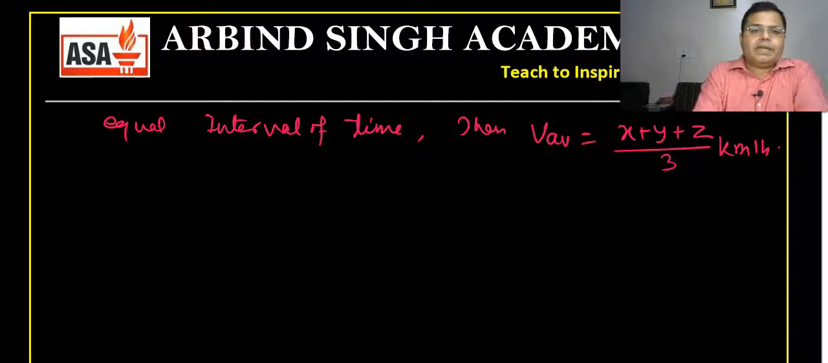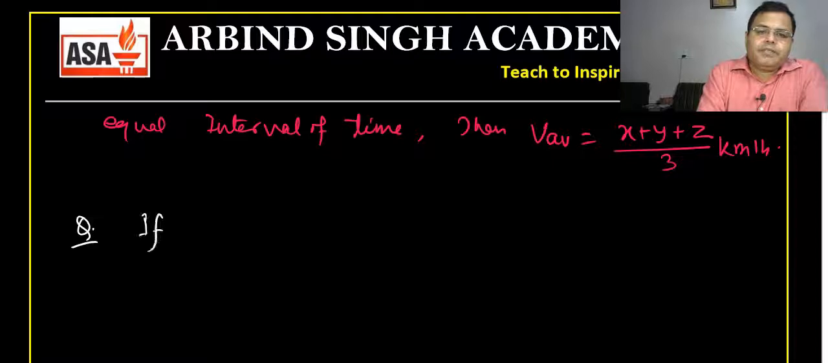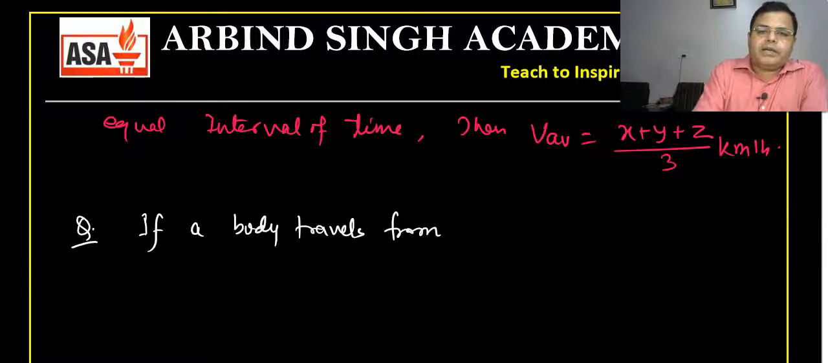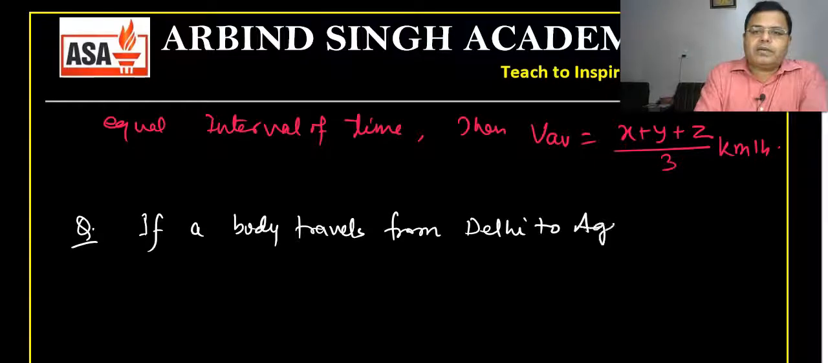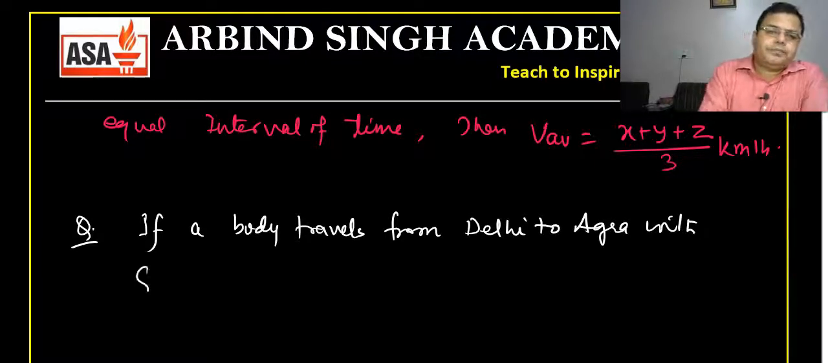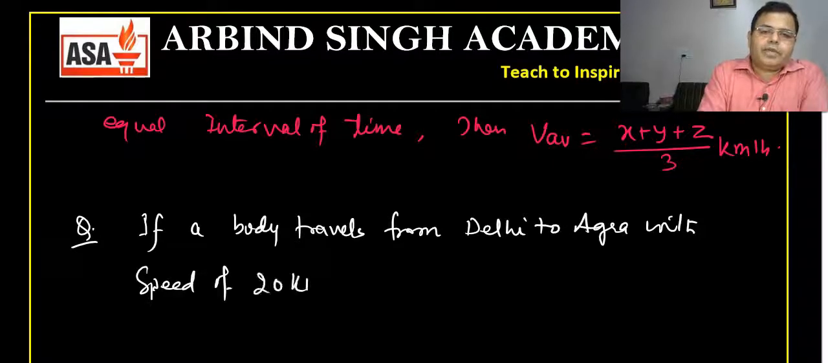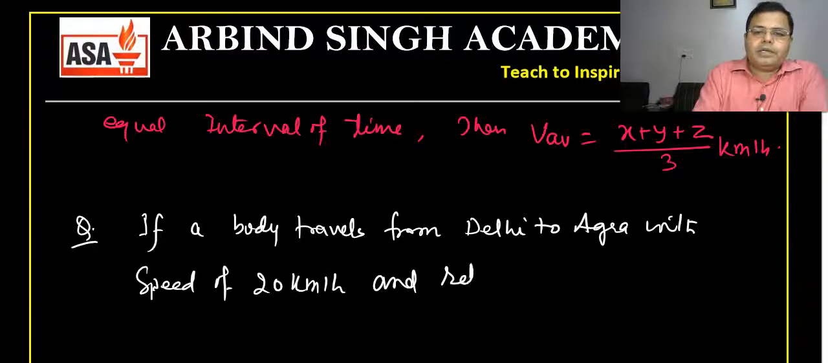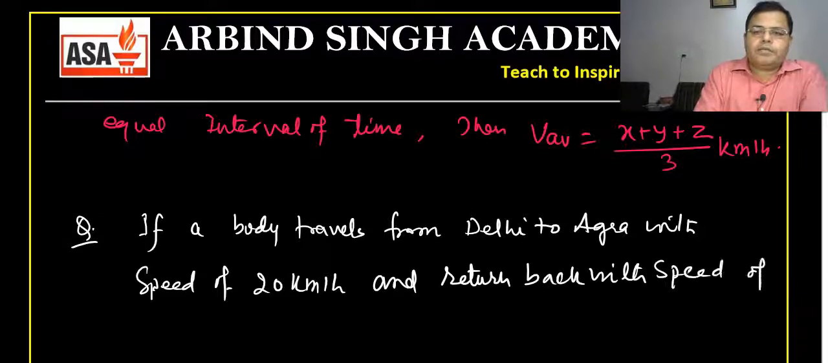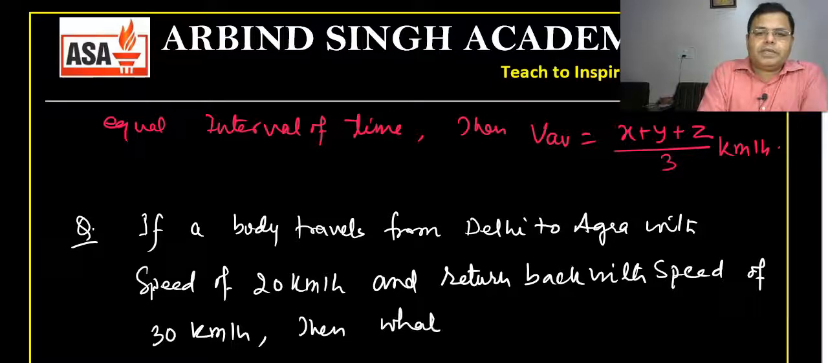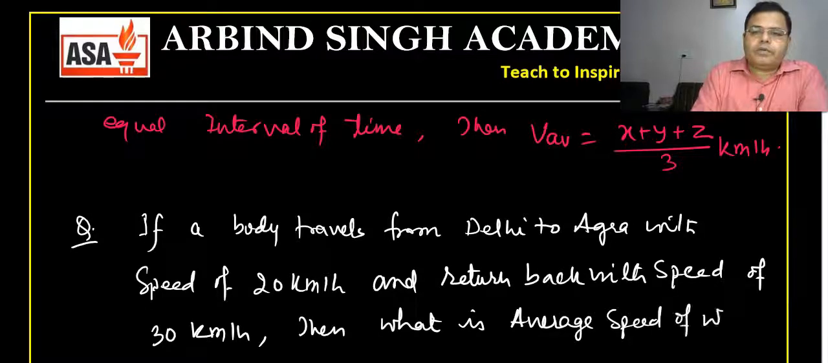Let me write one numerical question to explain this. If a body travels from Delhi to Agra with the speed of 20 kilometer per hour and returns back with the speed of 30 kilometer per hour, then what is the average speed of the whole journey? This is the question.